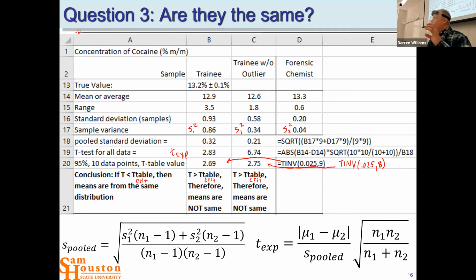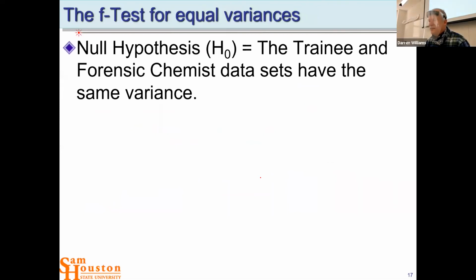Let's test to see their precision, see if they're the same precision-wise. We know from the graph that they are different in precision. And so this is the F test for equal variances. So our null hypothesis is the trainee and forensic chemist data sets have the same variance, which is the standard deviation squared. So essentially you're saying they have the same standard deviation. We know they don't, but let's look at the numbers to prove that they don't.